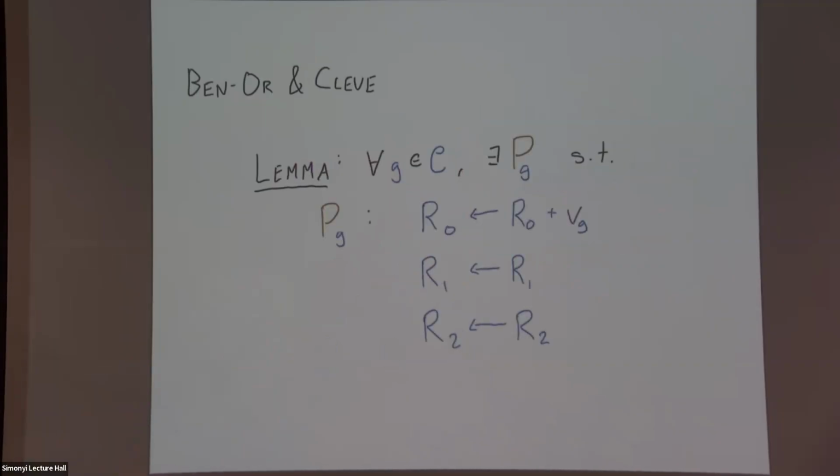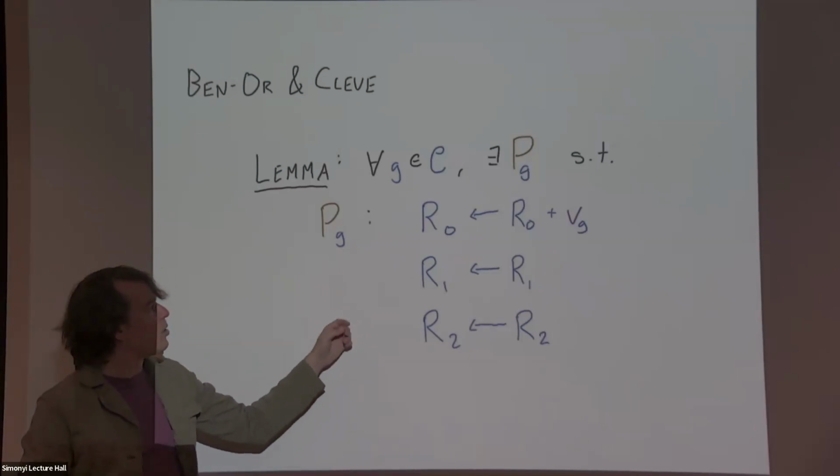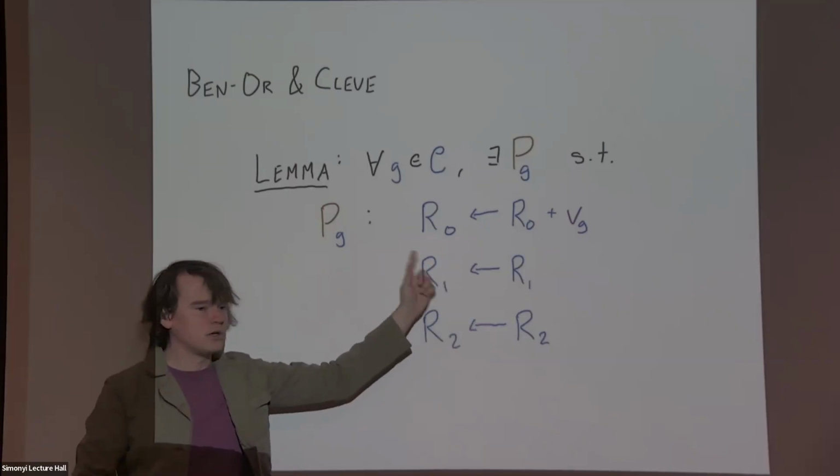Here's the lemma, the style of lemma that they prove. They show that if you're given one of these sharp NC1 circuits, C, then for every gate in the circuit, there is some program whose types of instructions I'm not going to formally define. But what the program does is it adds the value computed at that gate to some register in the memory, say R0, while leaving the other two completely untouched. And most important, this program works no matter what was already being stored in R0, R1, and R2.